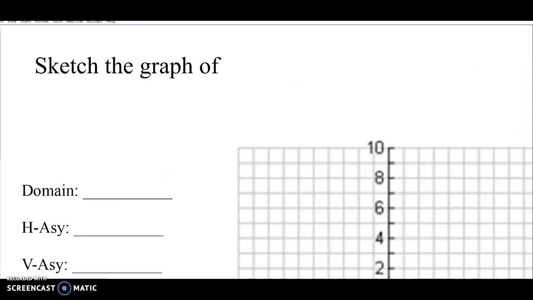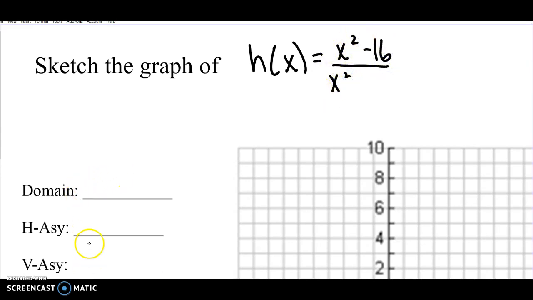Next example, which doesn't tell you what the problem is, but hopefully it does in your notes. We have h of x. What I'd like you to do on your own is identify all of the characteristics that are listed on the left-hand side here. So go ahead, pause me, and do that on your own. And then together we'll graph this guy. All right, so go ahead and put me on pause.